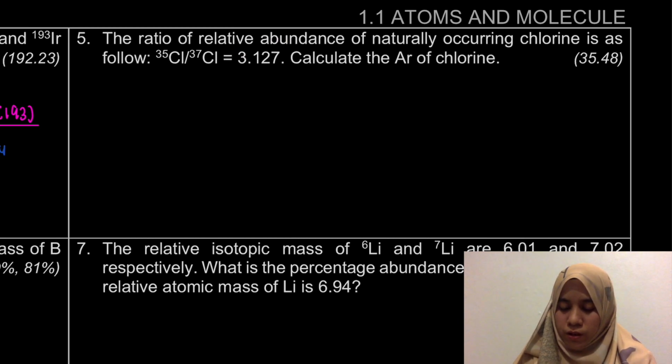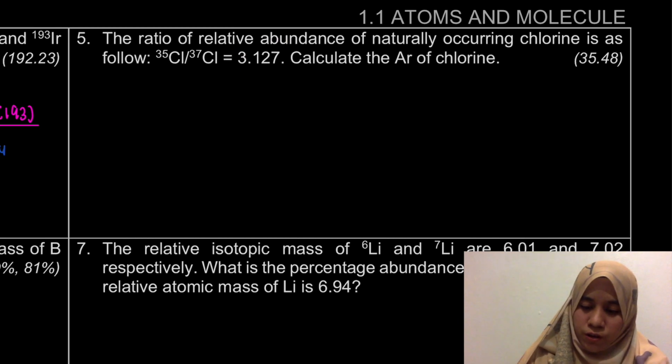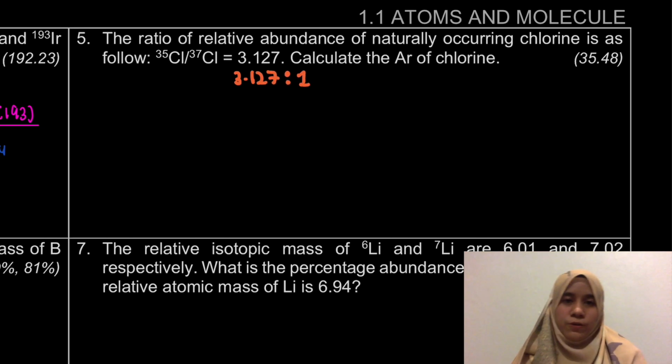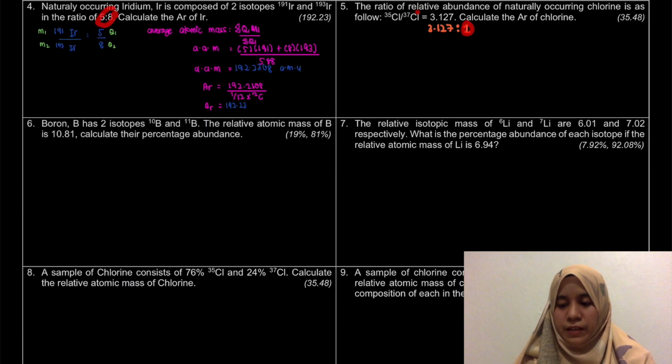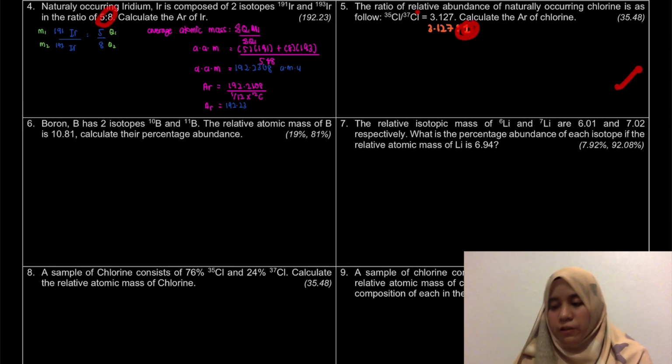If it's 3.127, it means the ratio is 2:1. Actually for 2:1, you don't need to write it out. The ratio is 3.127 for chlorine-35, and chlorine-37 is 1. So it's the same as the 5 to 8. Okay, so this one you could try yourself. Later you can just submit it.